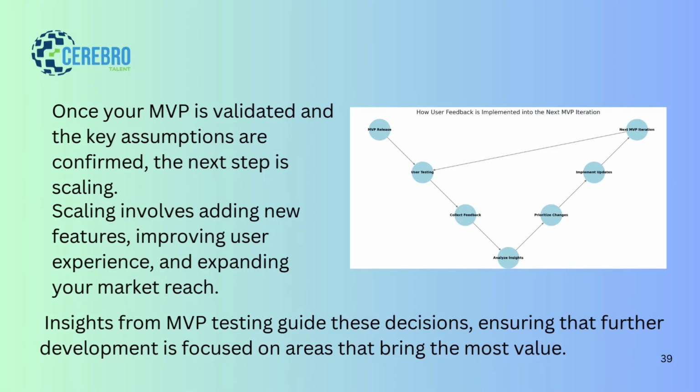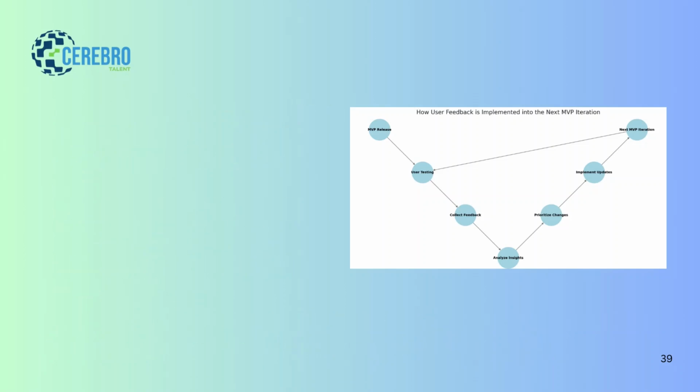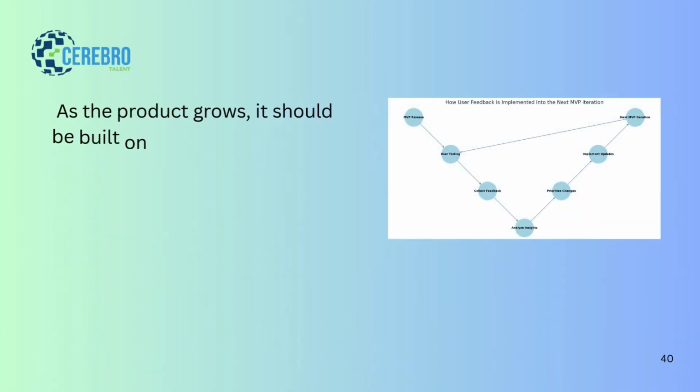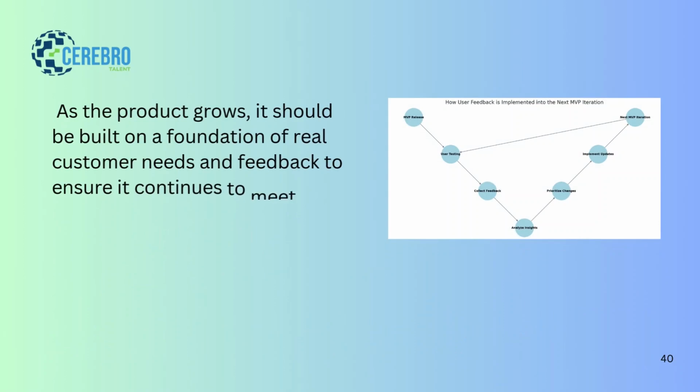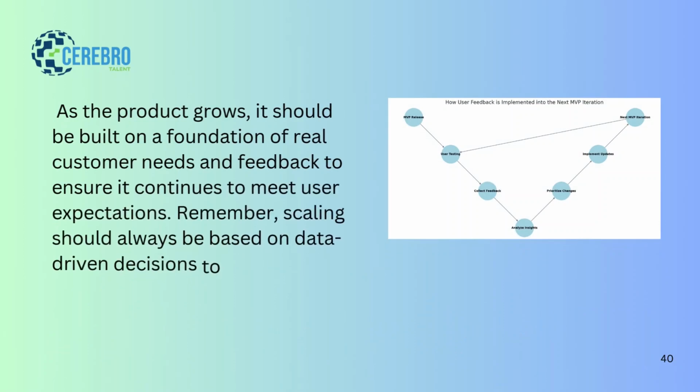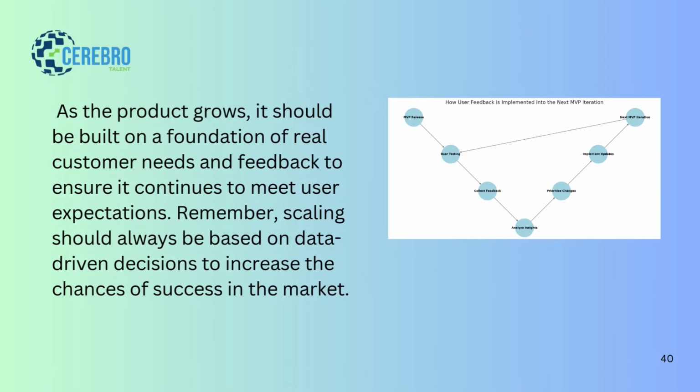Once your MVP is validated and the key assumptions are confirmed, the next step is scaling. Scaling involves adding new features, enhancing user experience, and expanding your market reach. Insights from MVP testing guide these decisions, ensuring that further development is focused on areas that bring the most value. As the product grows, it should be built on a foundation of real customer needs and feedback to ensure it continues to meet user expectations.